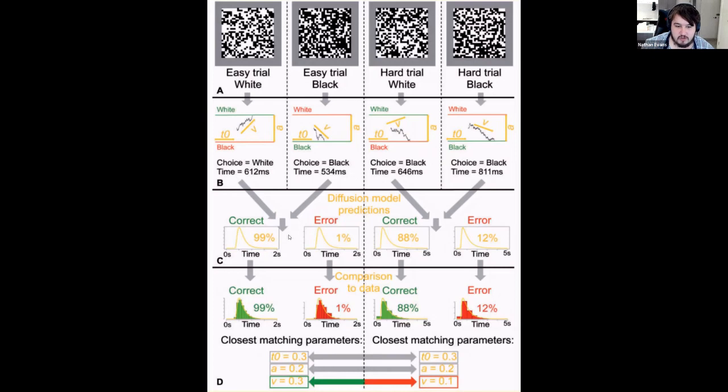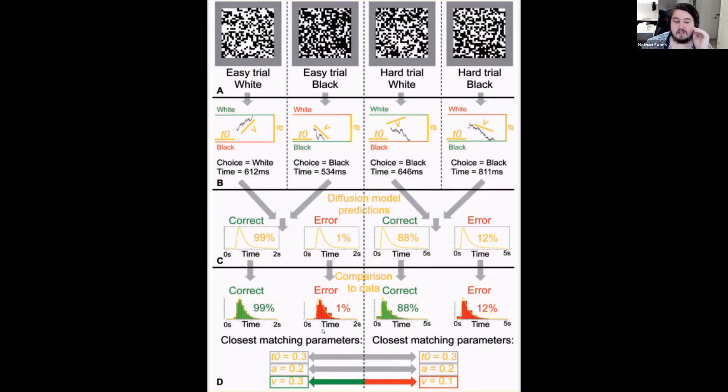And then in C, as you'll see, if trials are easy, you'll usually have very high accuracy, right? So this is the response time distribution, and 99% of the trials are correct and it's shaped like this, and errors, 1%, are incorrect and it's shaped like that. But in harder trials, you'll have lower accuracy. So it's like 88% correct here and like 12% incorrect here.